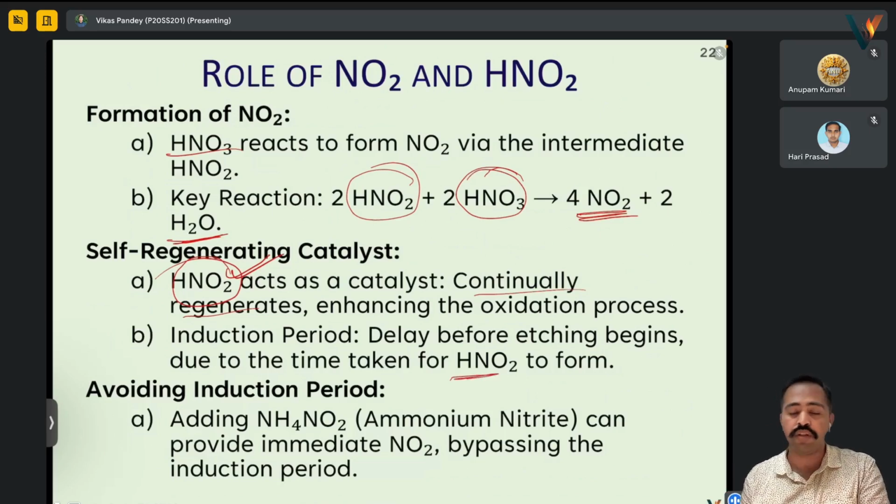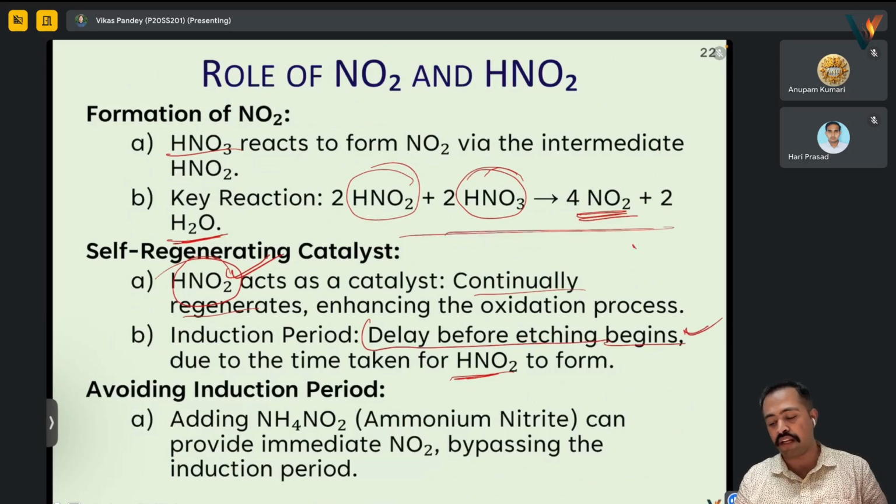Actually, HNO2 forms by itself, but there is a delay before this etching process starts, because this first reaction will occur and NO2 will form. Then only NO2 will facilitate the formation of SiO2. If we want to avoid this induction period, that is the delay, we can add ammonium nitrite to provide NO2 intermediate by bypassing this induction period.